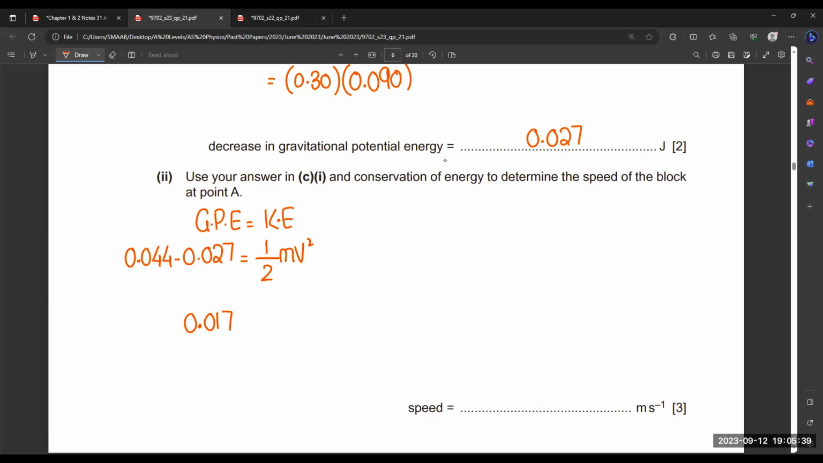Then we rearrange the formula, so v squared equals 2 multiplied by 0.017, which is the energy, divided by the mass. The mass is 0.3 divided by 9.81, because 0.3 was the weight in newtons. We just compute it and take the square root, and that gives the final answer for the speed. The speed is 1.1 meters per second.